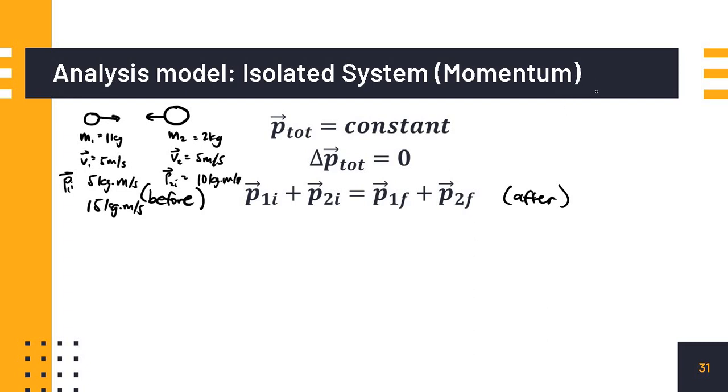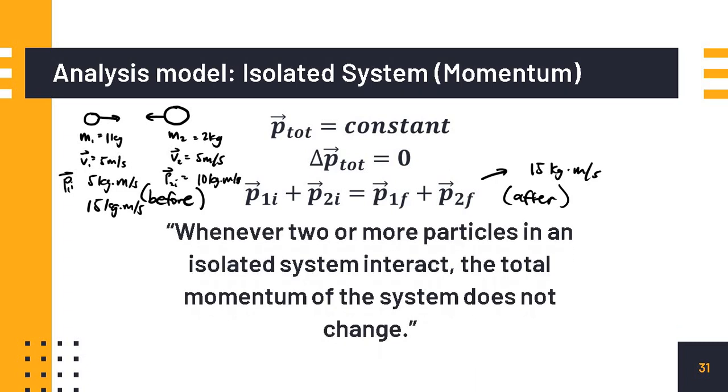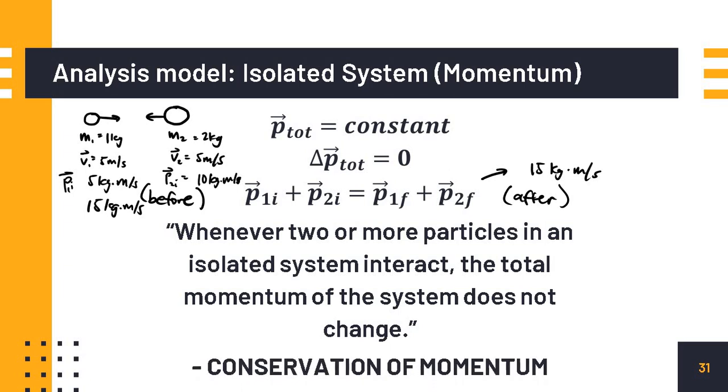According to our analysis model, the initial momentum of the system should be equal to the final momentum of the system. So if that is 15 kilogram meter per second, then the final momentum of the system should also be equal to 15 kilogram meters per second. Whenever there are two or more particles in an isolated system that interact, the total momentum of the system does not change, and this statement is the conservation of momentum.